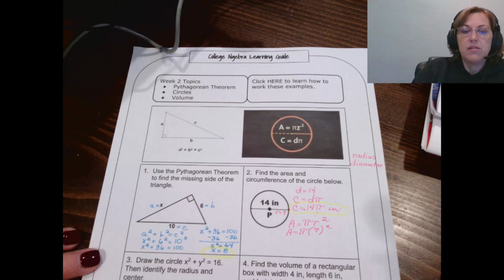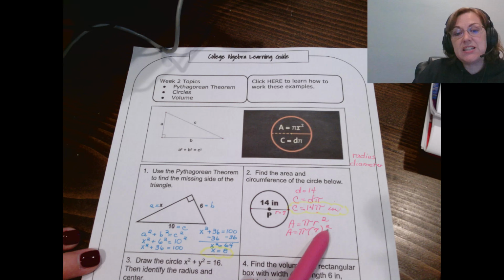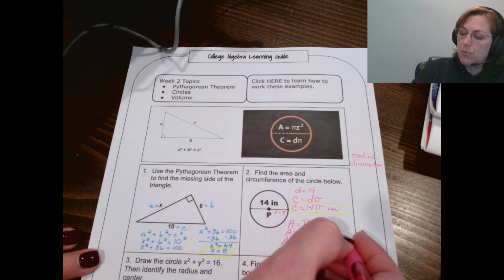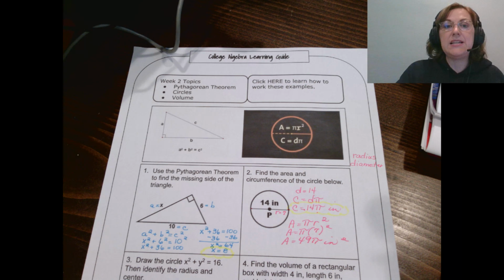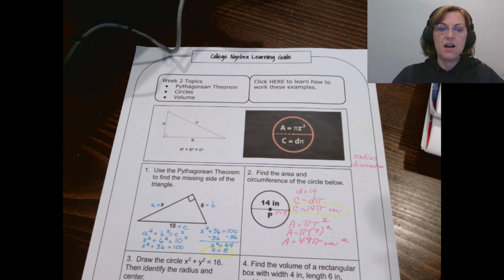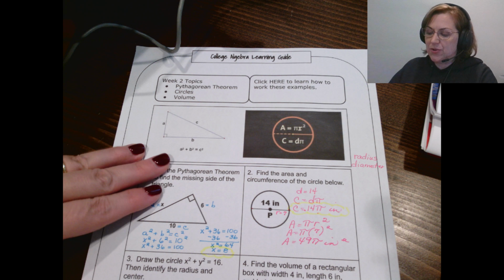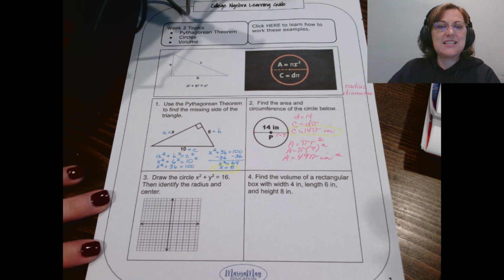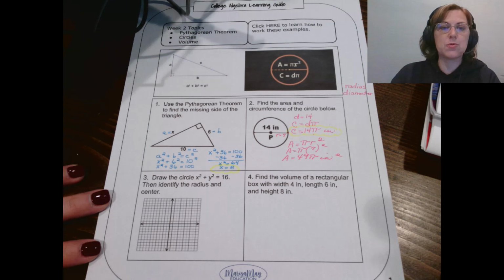So now I've got 7 to the second power. That means 7 times 7, which is 49 pi. And again, depending on what your instructions say, you might leave it in terms of pi, or you might need to use 3.14. All right, let's move on then to number 3, which asks us to draw the circle x squared plus y squared equals 16 and identify the center and the radius.